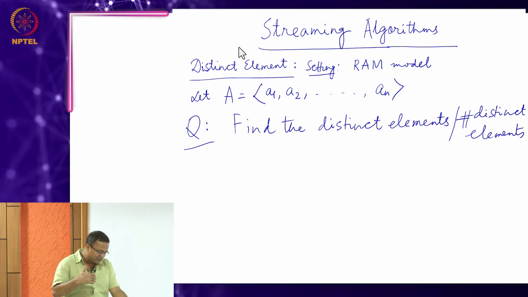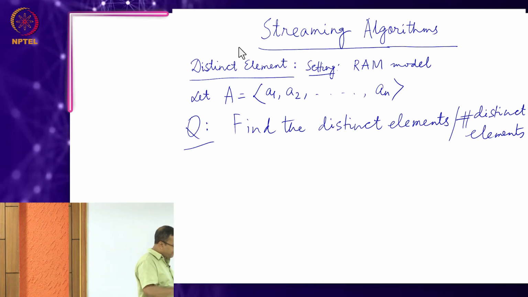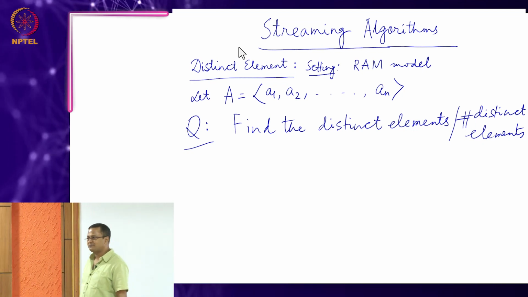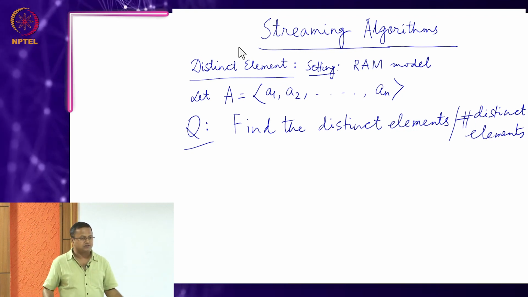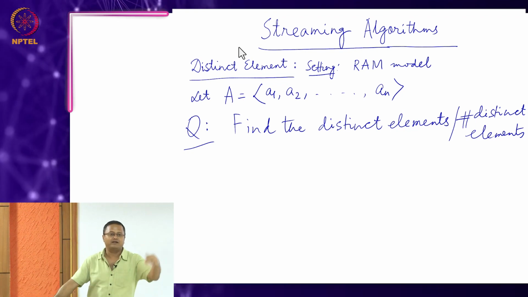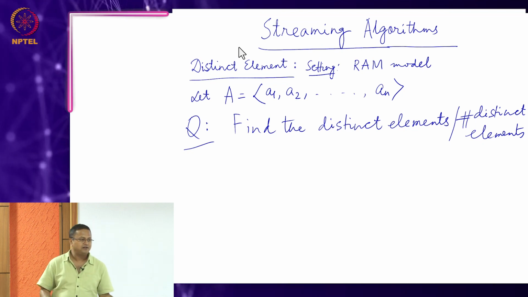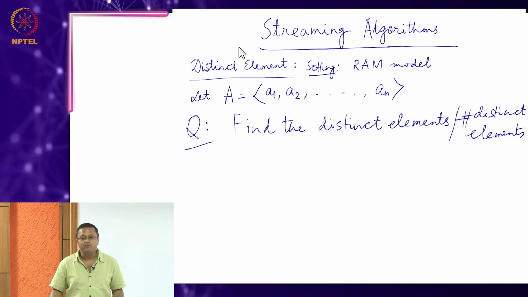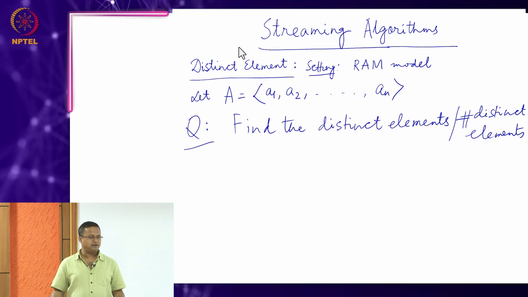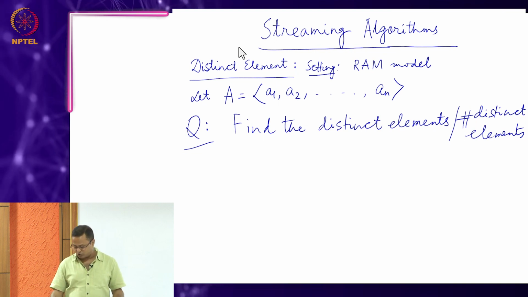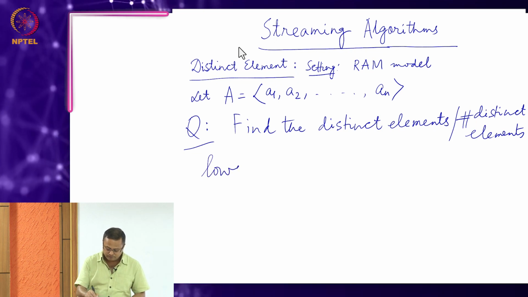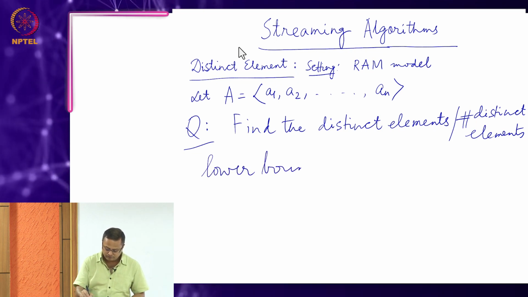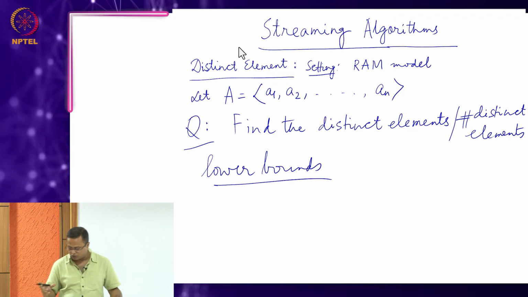Now, see, this area of algorithms would always talk of efficiency, of doing better, still better, still better. But is there a limit beyond which you cannot get better? That is the notion of lower bounds, which we will also do.